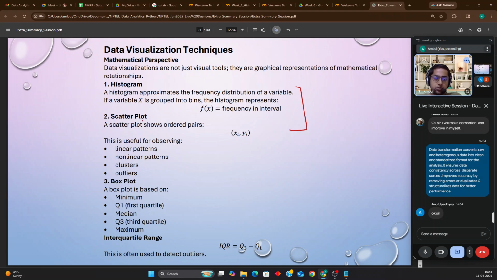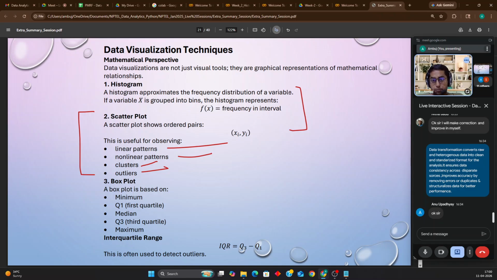Helpful in case of observation of your linear patterns and non-linear patterns, whether there is a clustering and whether there are outliers, all ways you can see with the help of a scatter plot. You can plot in MS Excel also, you can plot in Python also, code is also with you. So please be very thorough with that.